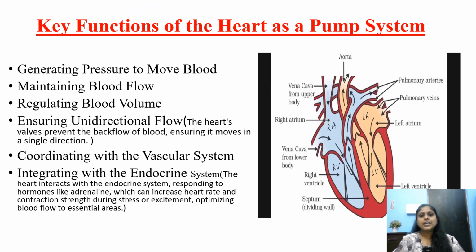Now let us see the key function of heart as a pump system. So this is the vertical section of the human heart. It has four chambers: right atrium, left atrium, right ventricle and left ventricle. So these are the parts of the human heart. Now let us see the function of heart: generating pressure to move blood, maintaining blood flow, regulating blood volume, ensuring unidirectional flow. The heart's valves prevent the backflow of blood, ensuring it moves in a single direction, and coordinating with the vascular system and integrating with the endocrine system.